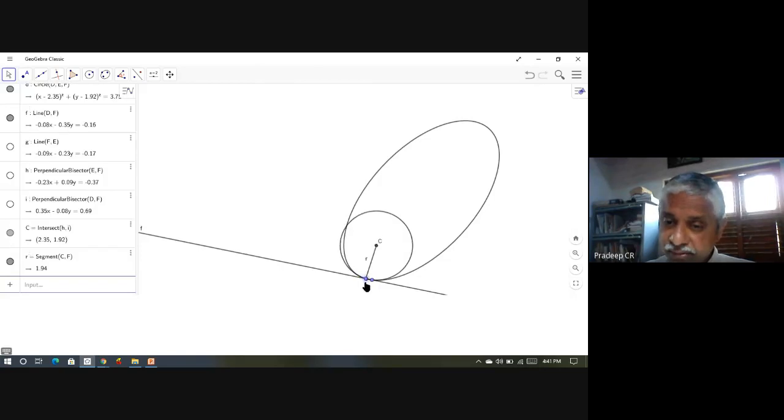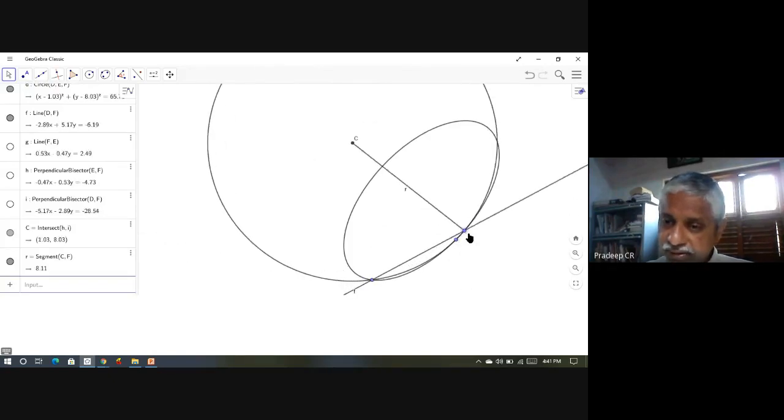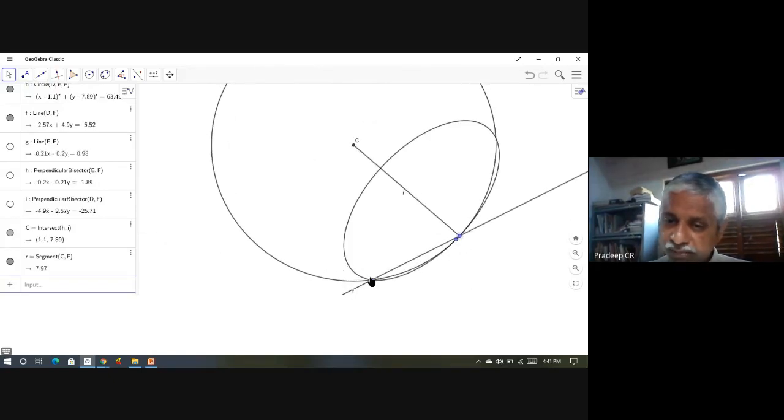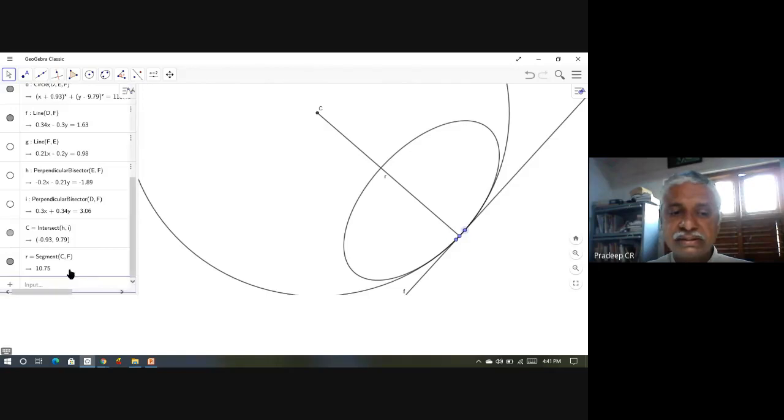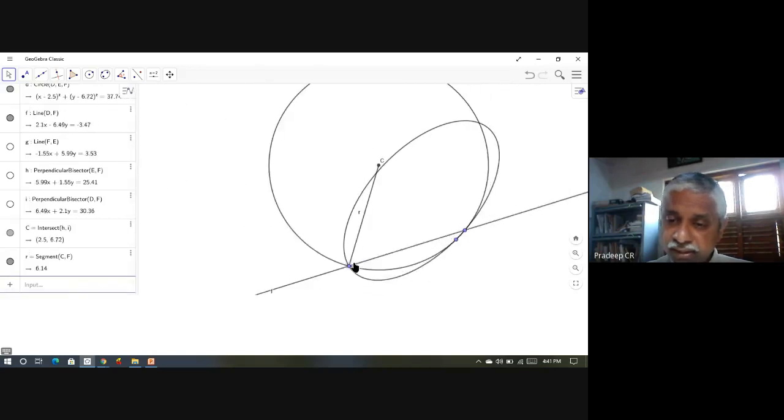You can see that when the point moves here, for example, all 3 points have to move there. Otherwise, it's a wrong construction. All 3 points will move here. Then you'll see that the circle is very large, so the radius of the circle is very large. You can see our length is 10.75. Whereas if the same points are here, then the radius of the circle is very small.